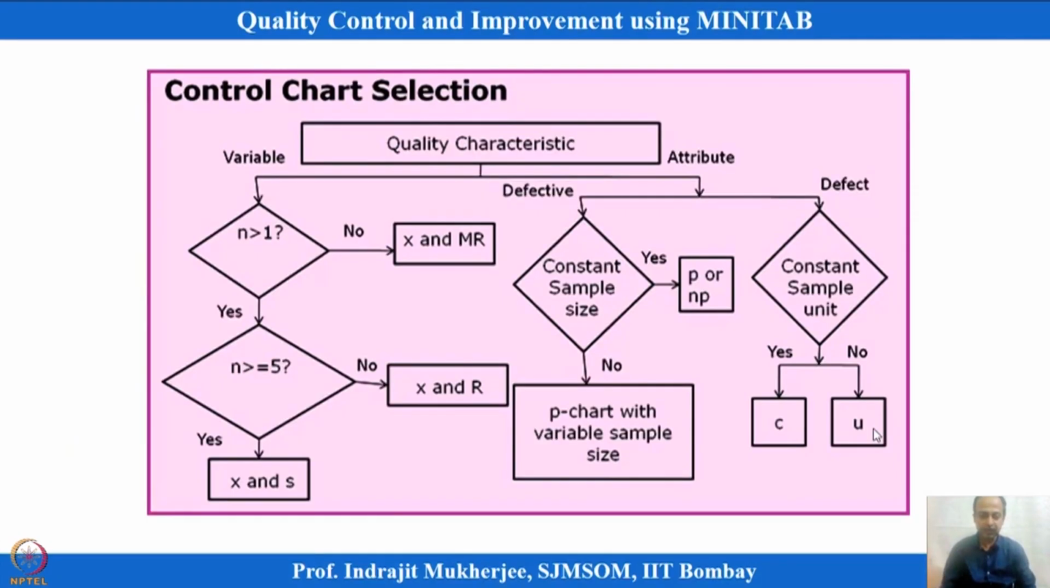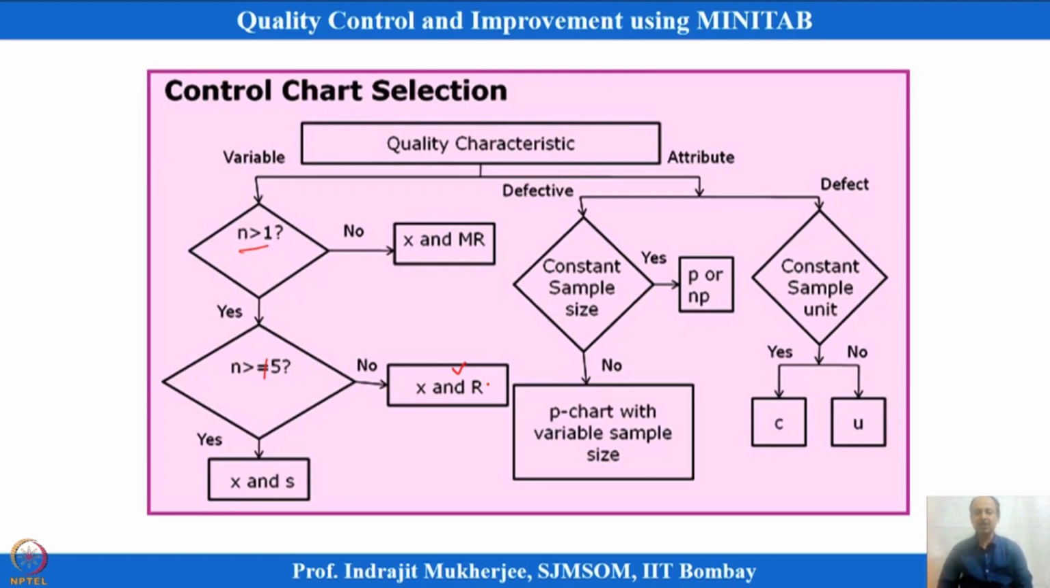One is the variable control chart, used when the sample size is more than 1. We can consider up to 5, that is n less than or equal to 5, for the X bar R chart. If it is greater than 5, then we have other options, X bar S. A standard deviation is always a better measure as compared to range, so we can go to the X bar S chart.